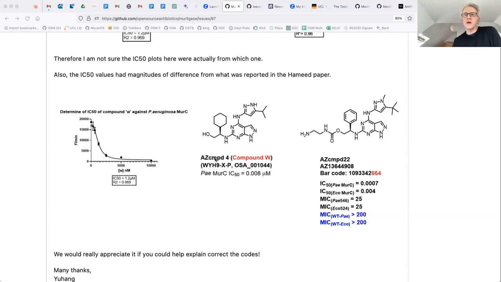So we've been using compound W, but these codes are Yuhang's internal codes. These AZ compound codes are the ones that they use in the Hamid paper, and the OSA code is the one that we use for the whole project. I think we should try and be consistent about what we're using, generally speaking, because we also tend to add in commercial codes as well to the mix here, and we've just got to be careful not getting confused. No, I agree. That was also a discussion a few months ago about getting our chemoinformatics unified.